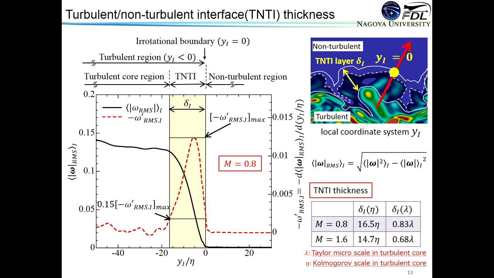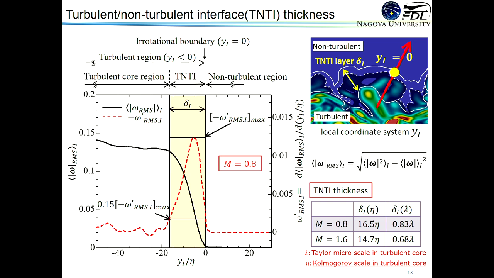To decide the TNTI layer thickness, we calculate the vorticity fluctuation RMS on the local coordinate system YI. This is the result, and this red dotted line is the corresponding value. We can see that in this region the vorticity fluctuation increases sharply and becomes flat in the turbulent core. So this region is the turbulent/non-turbulent interface, and we decided the thickness here is around 15 Kolmogorov scales.